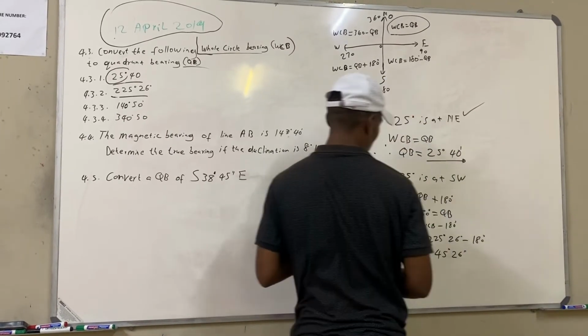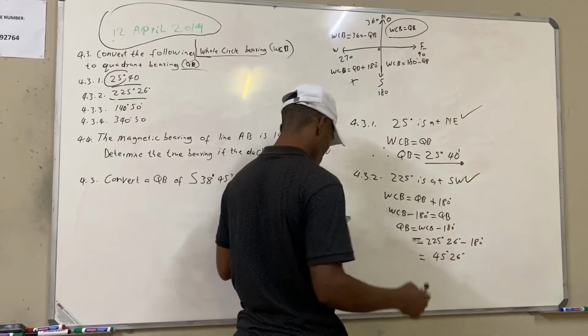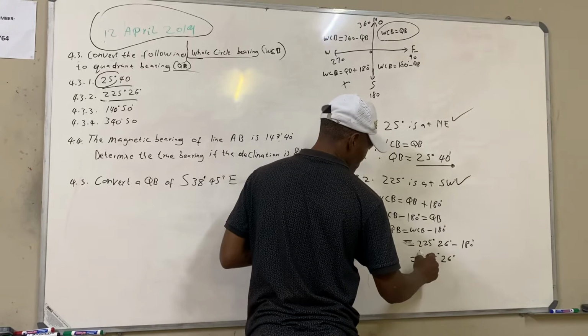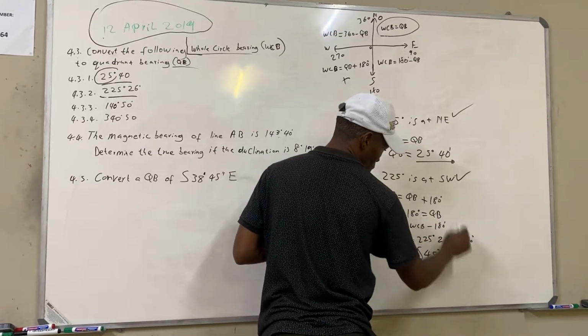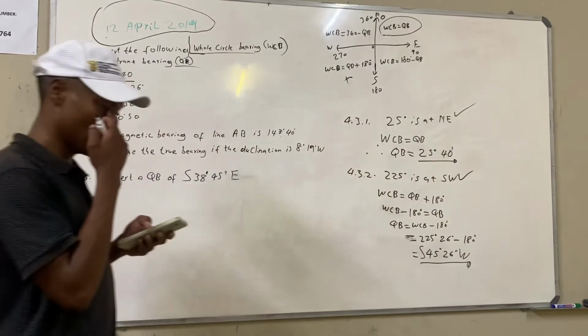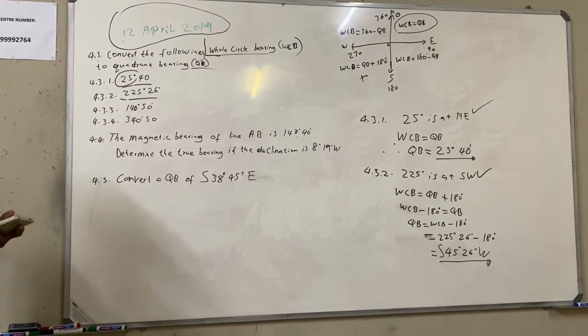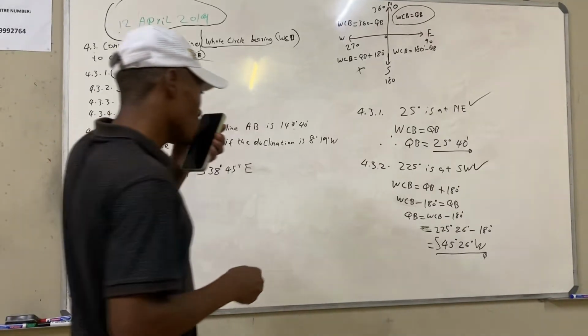Then you show the direction. Why? Because you are given the direction from the top. So you show the direction here is southwest, like this. Then you underline. You see? Very, very simple.